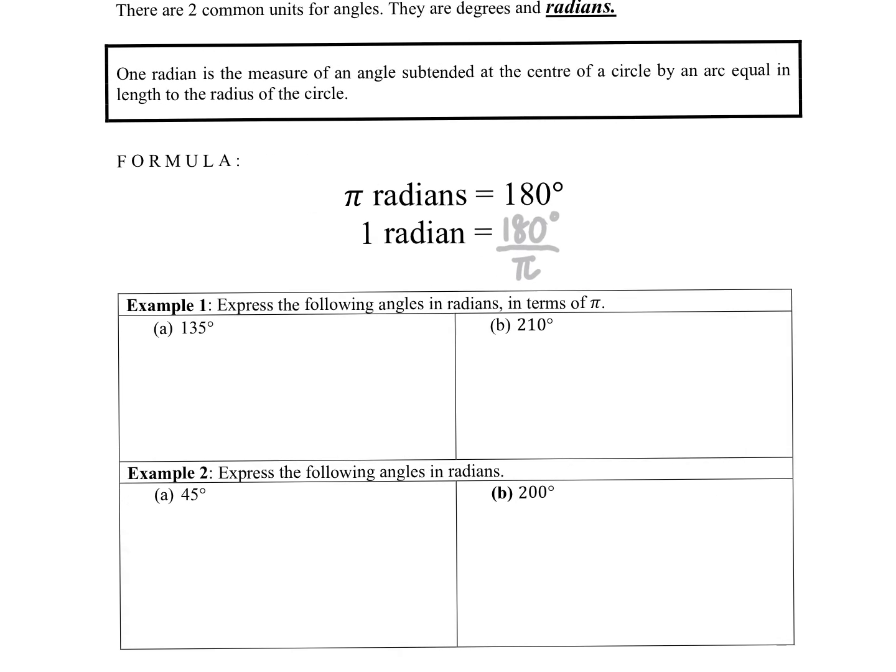So first thing first, if I have 135 degrees, I know that 180 degrees is pi radians. So 1 degree, just like your primary school way, right? You go and find 1, like how you do ratio or rate. And then 135 will be 135 times this.